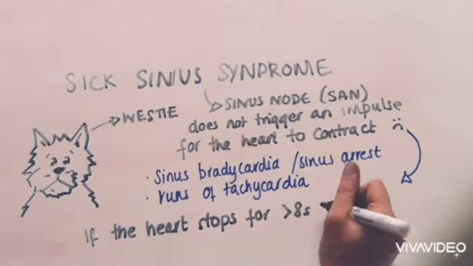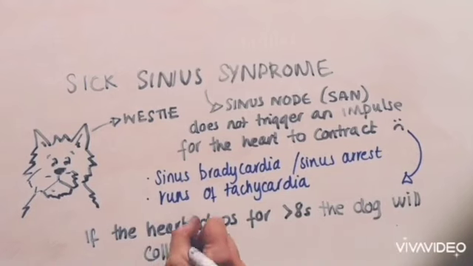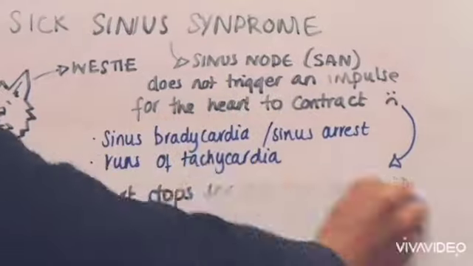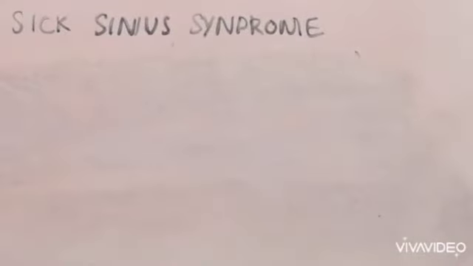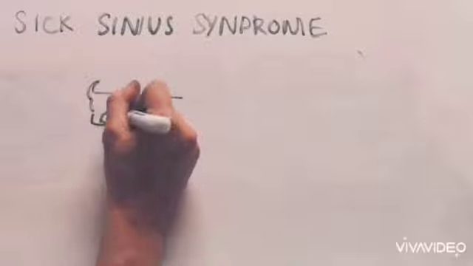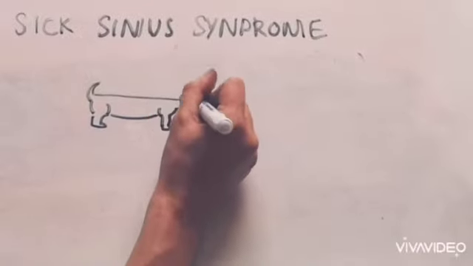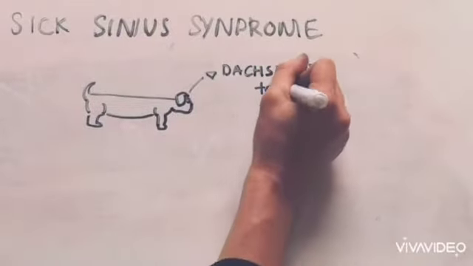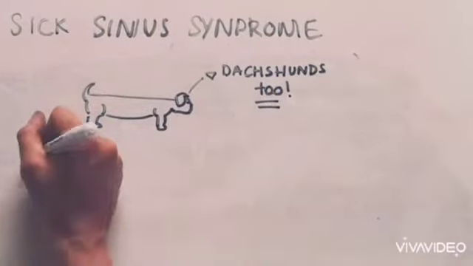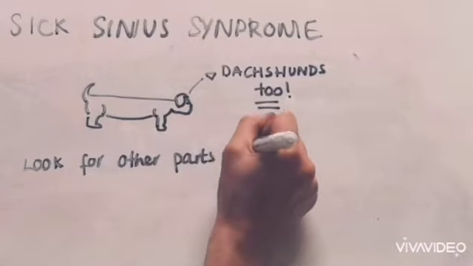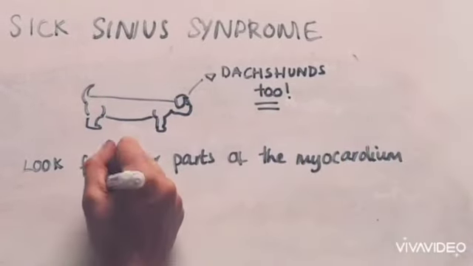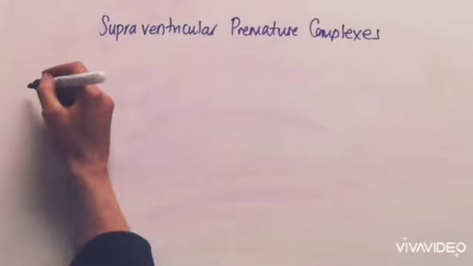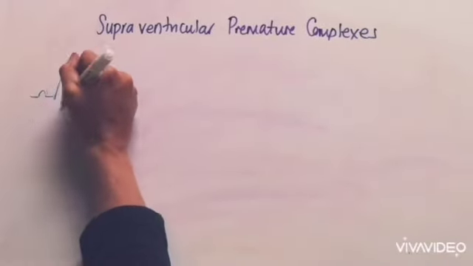If the heart stops for longer than 8 seconds, then the dog will collapse. It can tend to look a bit like seizures, so care with your differentials here. Here I'm just drawing a very bad sausage dog. Excuse me for my poor art. But Dachshunds, as well as cockers and miniature schnauzers, all tend to be affected by sick sinus syndrome. Remember to look for other parts of the myocardium generating the impulse. For example, those wide QRS complexes.